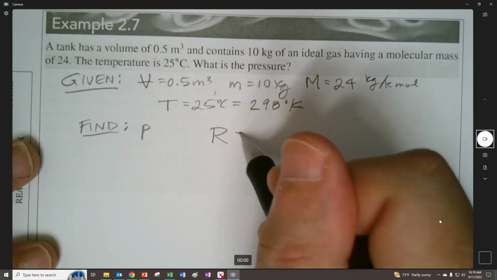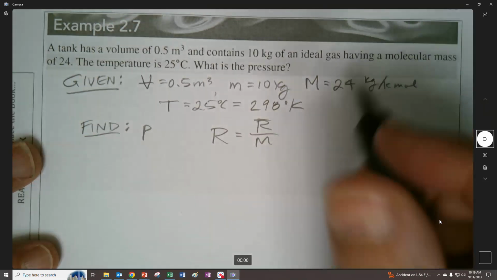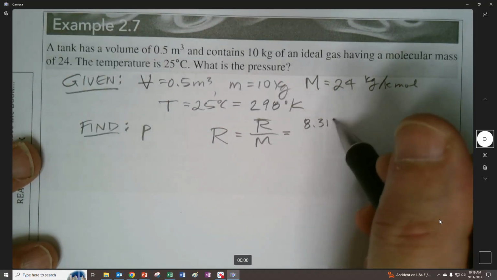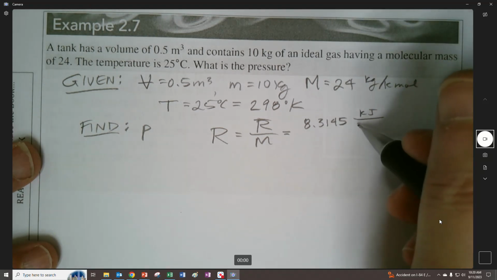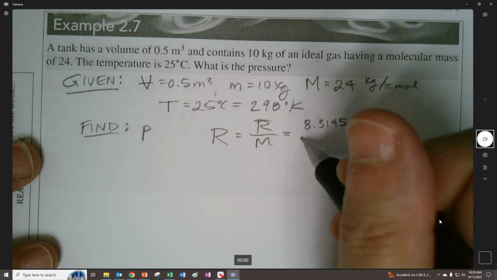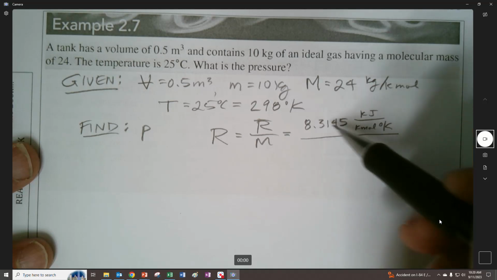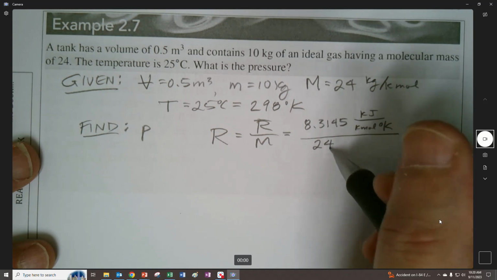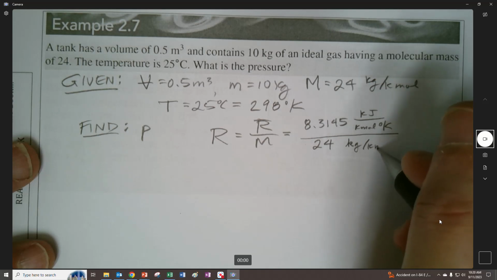So one thing we want to do is take the universal gas constant and divide by the molecular mass. So you'll get 8.3145 kilojoules per kilomole degree Kelvin. And if you ask me, I will tell you, yes, I will give you this value. Or you could look it up in the book. I don't know. Maybe I'll tell you to look it up. Well, now I'm trying to change my mind. Anyway, this is kilogram per kilomole.